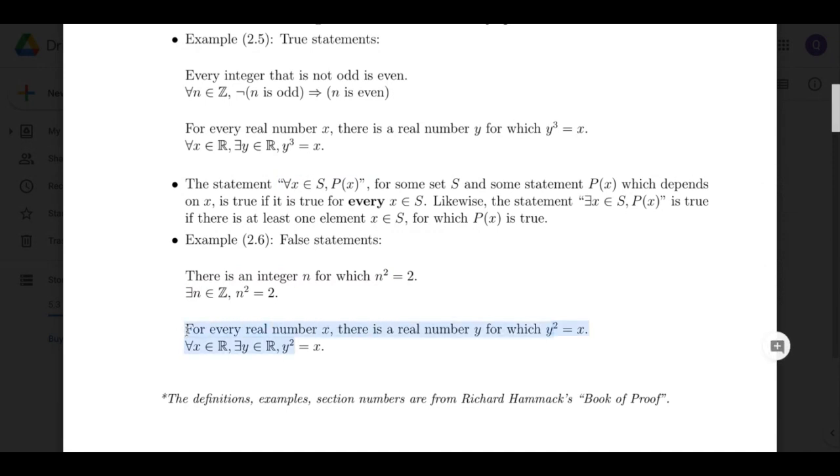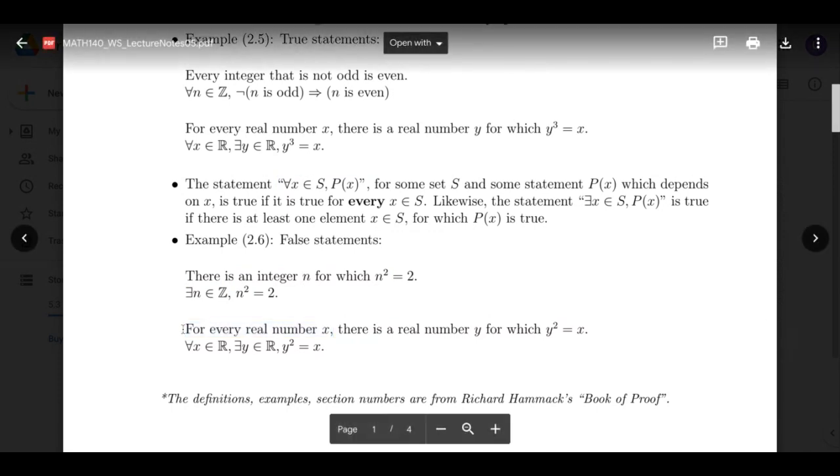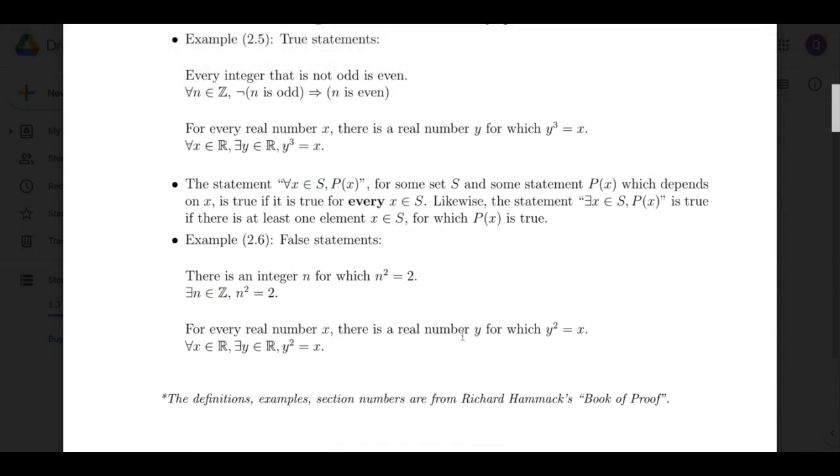We can write it like this: for every real number x. Now it's a real number x, right? Remember here, for every real number x, there is a real number y for which y squared equals x. Using quantifiers, we write: for all x in R, or for every x in the set of real numbers, there exists a number y, also in the set of real numbers, and y squared equals x.